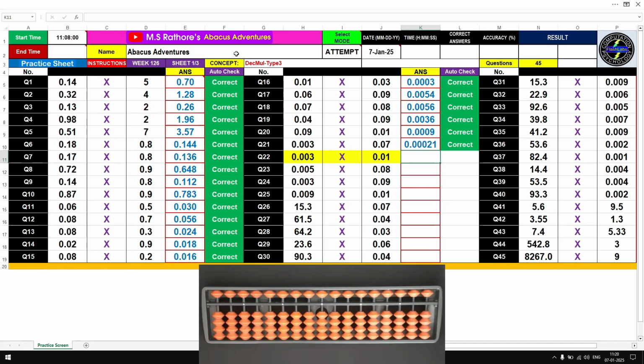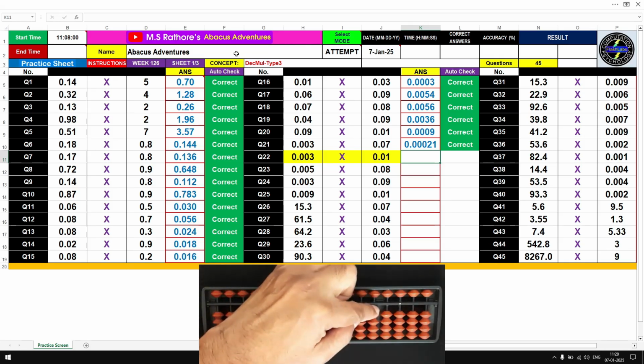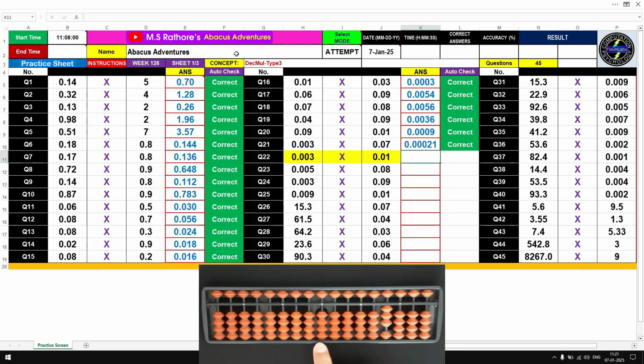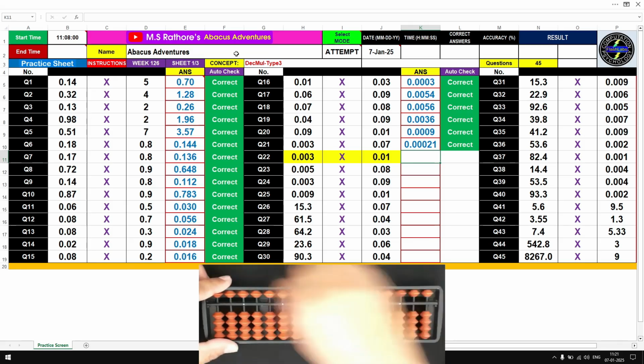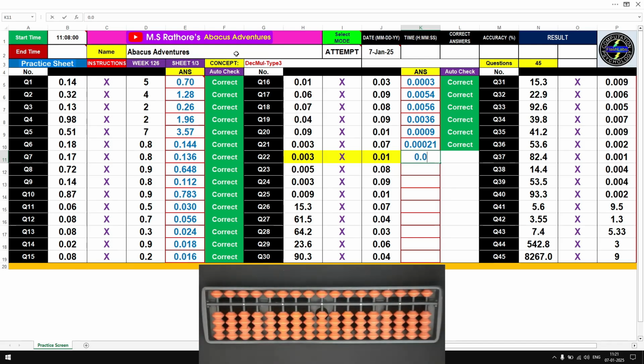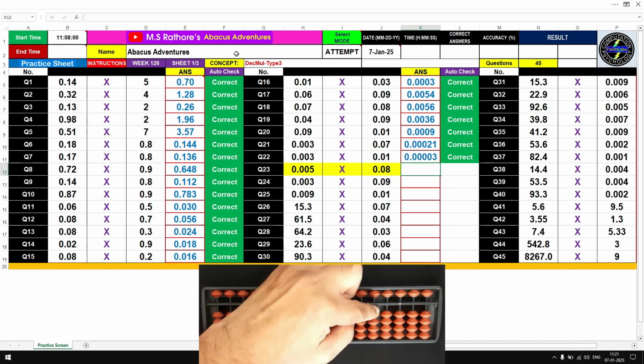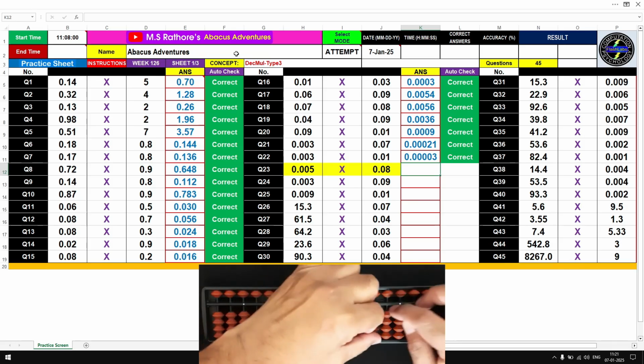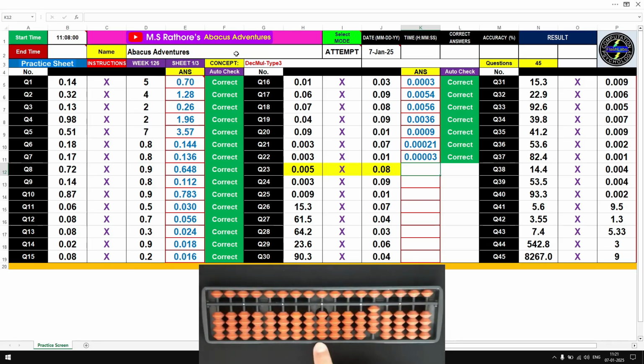Question number 22 is similar to question number 21. 0.003 multiplied by 0.01. Let's take rod number -3 to begin with. 1 3s are 03 and the answer is 0.00003. Question number 23, beginning from rod number -3. 8 5s are 40 and the answer is 0.00040.